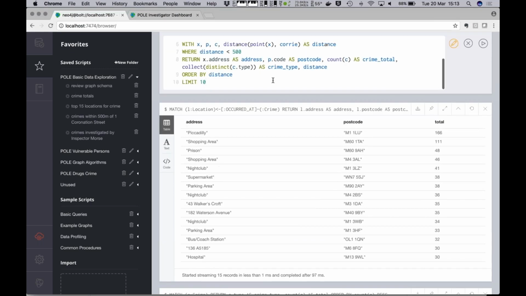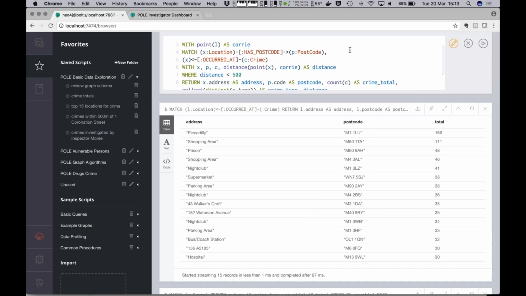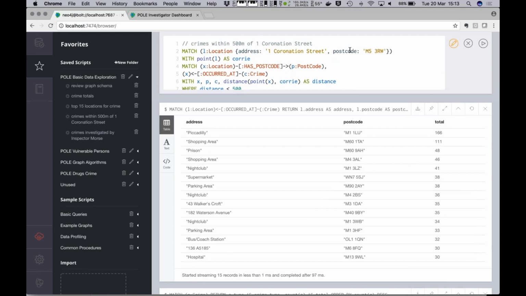Then we have a little bit of fun with the data. So anybody here in the UK probably knows there's a soap opera on television called Coronation Street. Coronation Street is meant to take place in a fictional neighborhood in Manchester. And there's actually a Coronation Street in the address data. So one Coronation Street, which in the television program is the home of the Barlows.